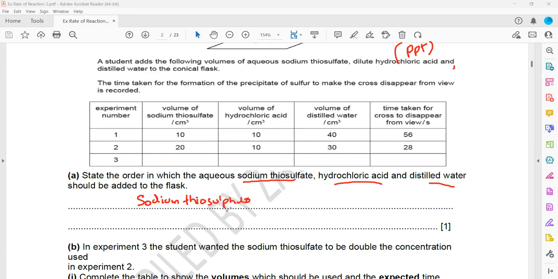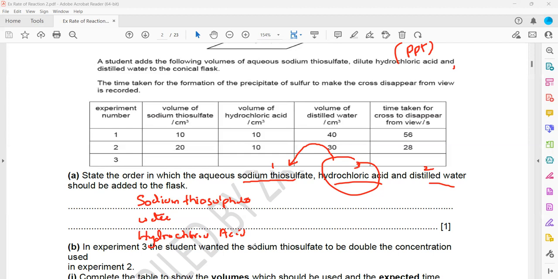Then we cannot add hydrochloric acid. Why can I not add hydrochloric acid? Because the moment I add hydrochloric acid to thiosulfate, they will start to react. So there will be no use of adding water at the end. So water should not be at the end. Water can be there in the beginning, or in the center, in between, but it cannot be at the end. So we'll add sodium thiosulfate first, second we'll add water, and third we'll add hydrochloric acid. This is one way: 1, 2, 3.